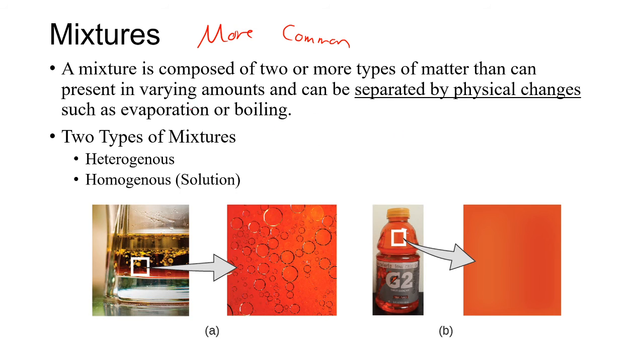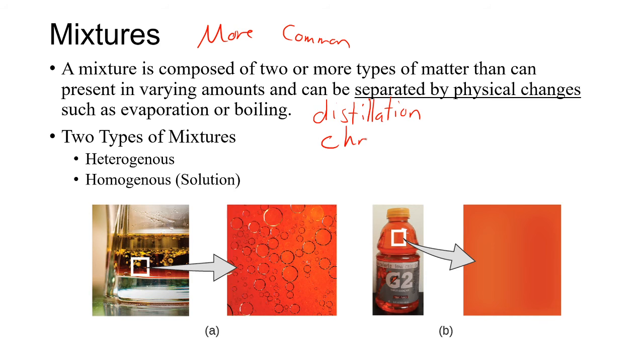So some examples of that: you can have evaporation, you can have boiling, so simply heating up something or cooling something down might allow you to separate it. A couple other techniques that we're going to get into later in the course. You can distill it, a process known formally as distillation, which basically uses your knowledge of boiling points to separate different liquids.